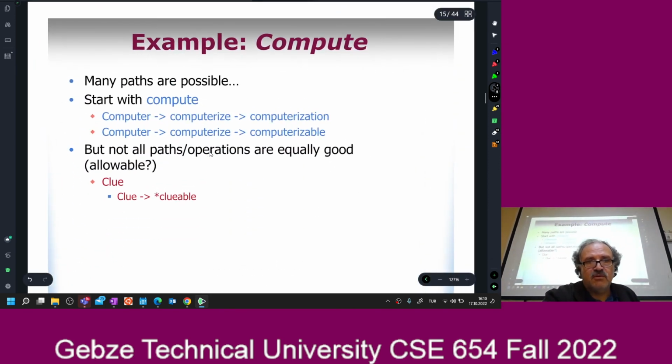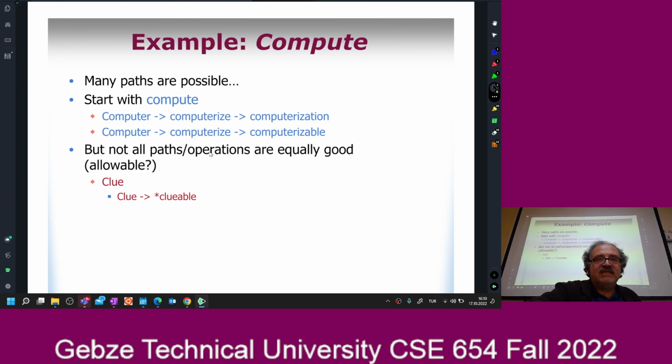Okay, so computer, computerized, computerization, computer, computerized, computerizable. It starts with, and it is. You see, it is not as easy as the inflectional forms. Sometimes, I mean, for all the verbs, do you think that the -ize suffix would work? It doesn't. Okay, for some of them it works. Sometimes some of them are not.